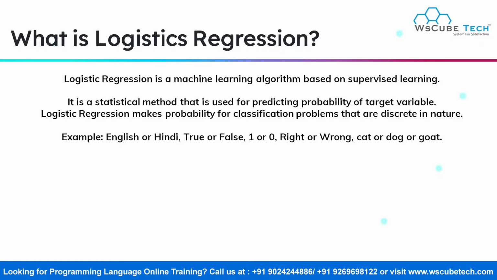So first let's understand what is logistic regression. Logistic regression is a machine learning algorithm which is based on supervised learning. It is a statistical method that is used for predicting the probability of the target variable, that is the output variable. Probability means to find out the possibility, or you can say the chances, of something to take place or to happen. So logistic regression deals with predicting the probability for classification problems.